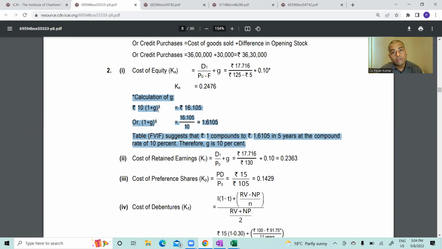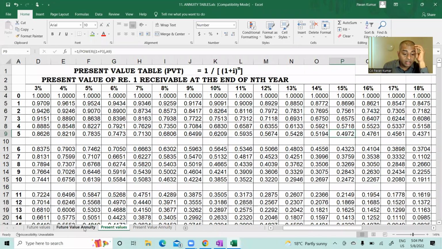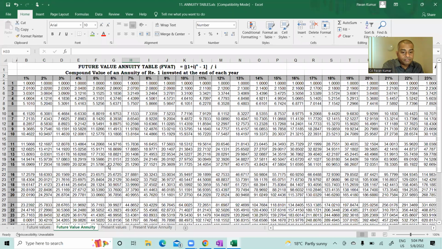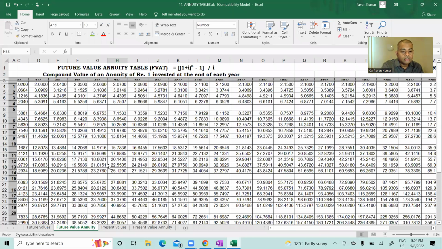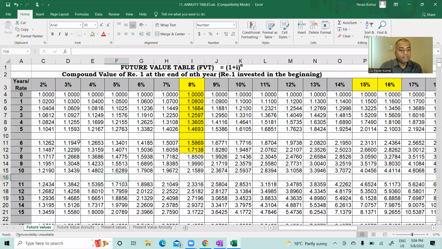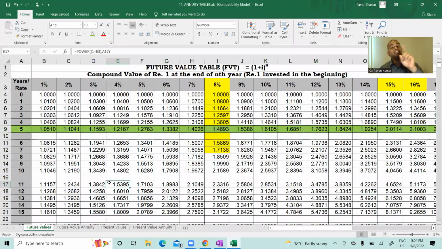Otherwise, what you have to do, you need to open the annuity factor table and search where this 1.6105 is. You need to open the present value annuity factor table, the future value annuity factor table. In the 5th year, you have to search it like this. No, the future value normal table. In the 5th year, you have to search it. Now you tell me where you can see that 1.6105.